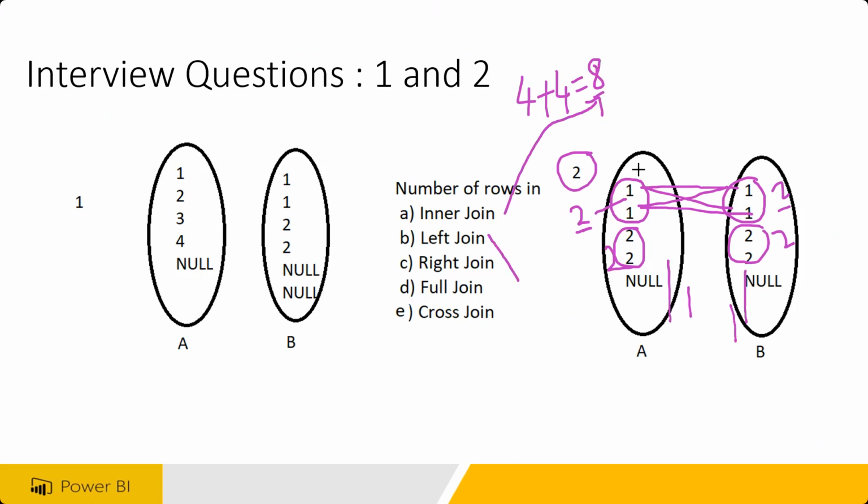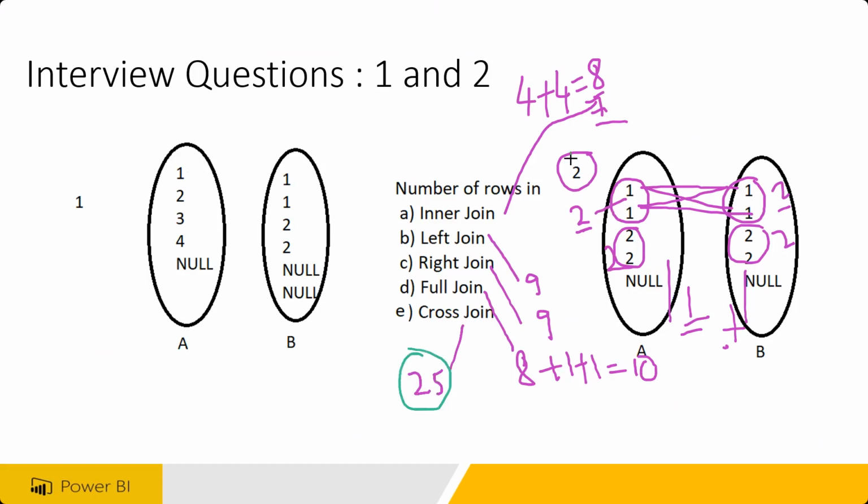Left join will be 8 plus 1, it will be 9. Right join will be 8 plus 1, it will be 9. Full join will be 8 plus 1 plus 1, it will be 10 records. And a cross join will be number of rows 5 into 5, 25 rows. Now tell me who's right and who's wrong. So the answer is 8, then 9, 9, 10 and 25.